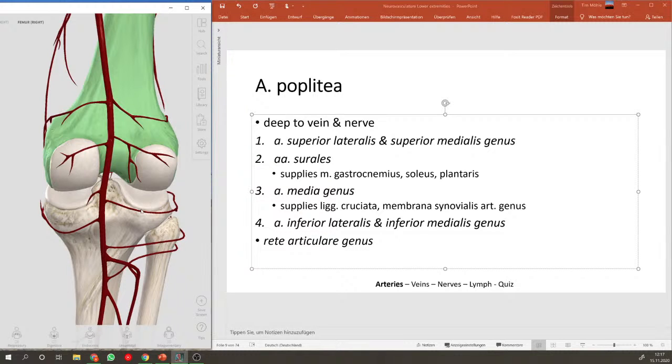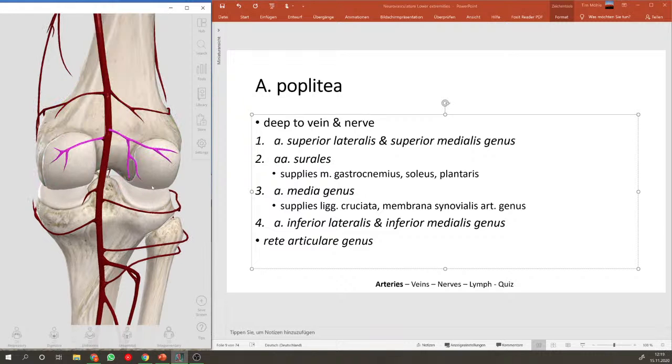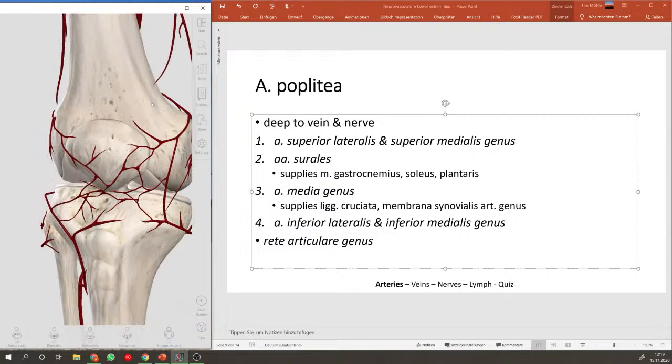Now, if we change to an anterior view, like this, we can see a network formed here of all of the branches of all of the arteries that I just told you, or like specifically number 1 and 4. They will form like a network, and this network is known as rete articulare genus. And supplies, as you can see, the patellar region of the knee. Alright, so that was arteria poplitea. Let's change back to a posterior view and see what happens next with it.